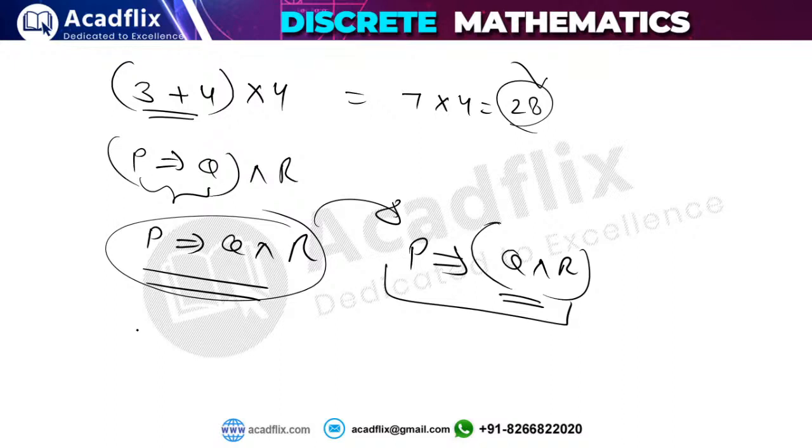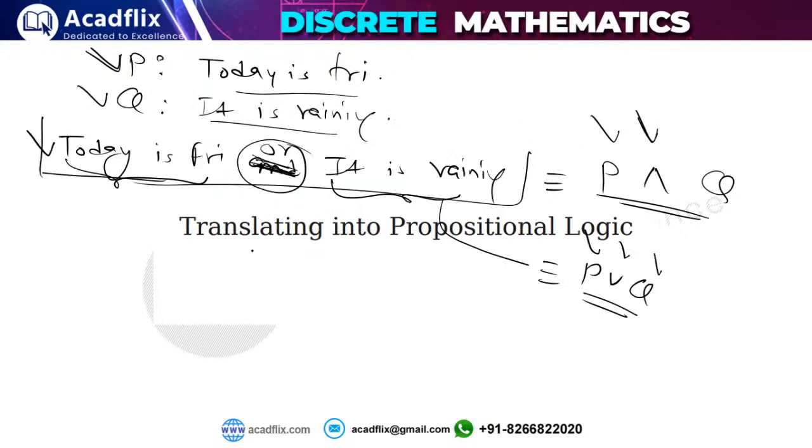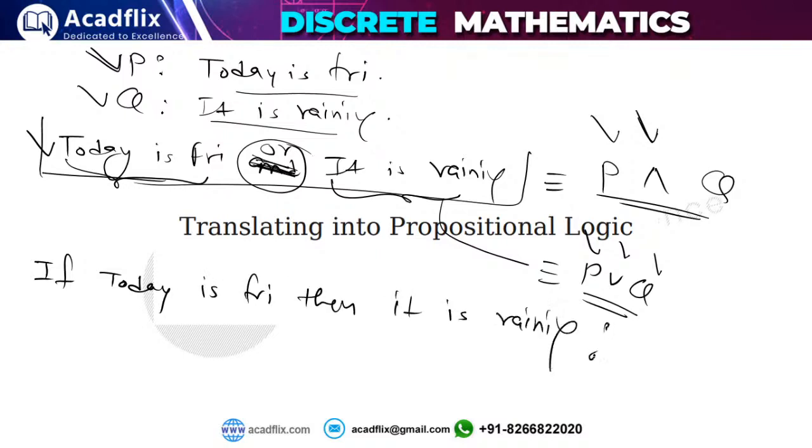Now let's move on. So we were seeing how to translate an English statement into a propositional logic formula. Let's have one last example. This English statement I am giving you: if today is Friday, then it is raining. Let me know what will be the propositional logic formula for this statement. What will be the propositional logic formula for this statement?